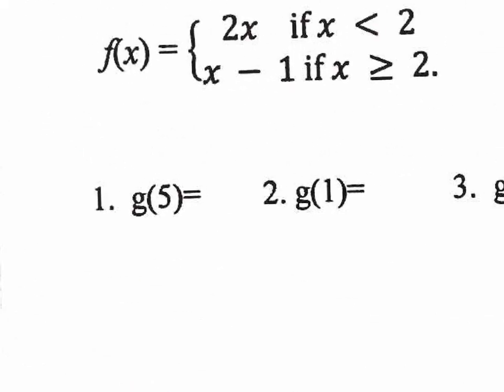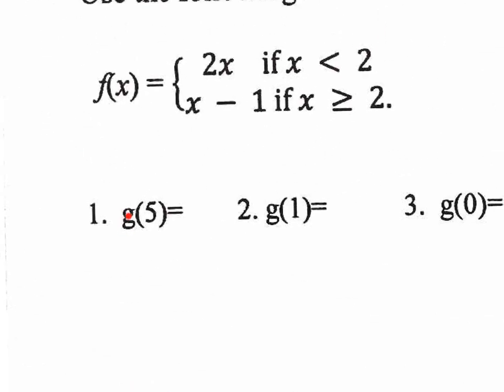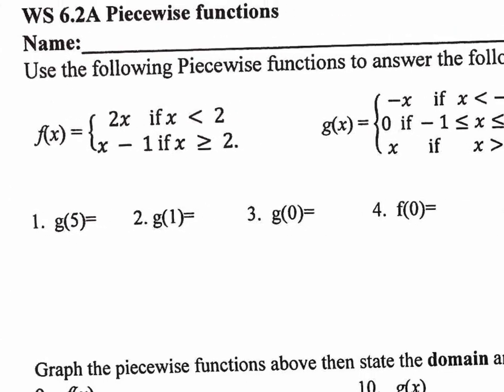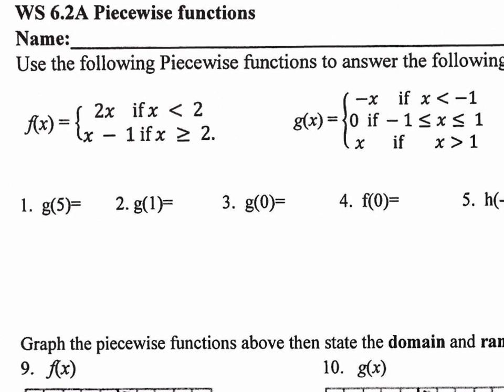So g of 5, what that's saying is go to your g function and plug in the input 5. We don't have the graphs yet, but plugging in 5 would mean, here's g, but do I plug it into the top part, the middle part, or the bottom part? It all depends on where your input lands. Is 5 less than -1? No. Is 5 between 1 and -1? No. Is 5 greater than 1? Yes. So we're going to be plugging it into this bottom part.